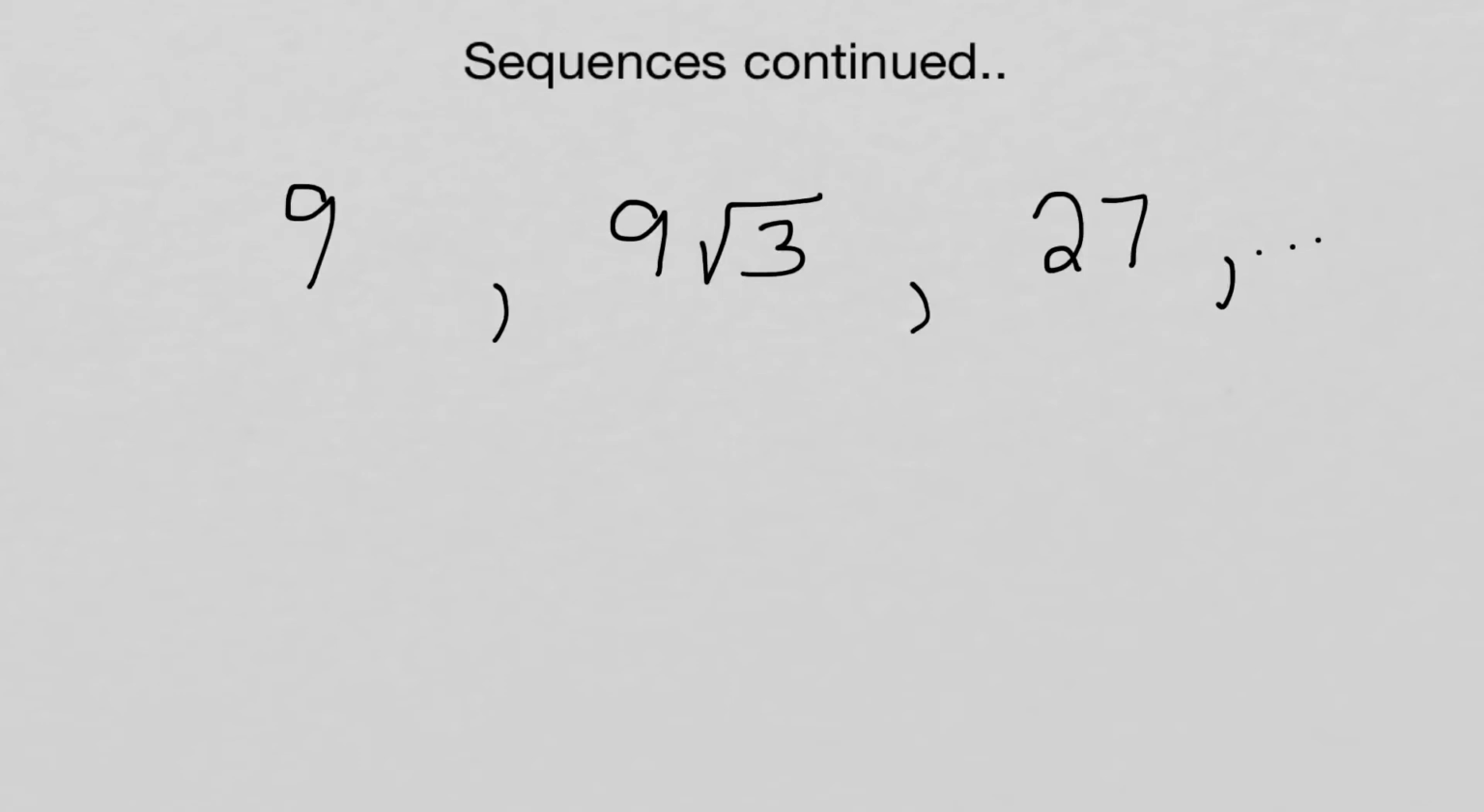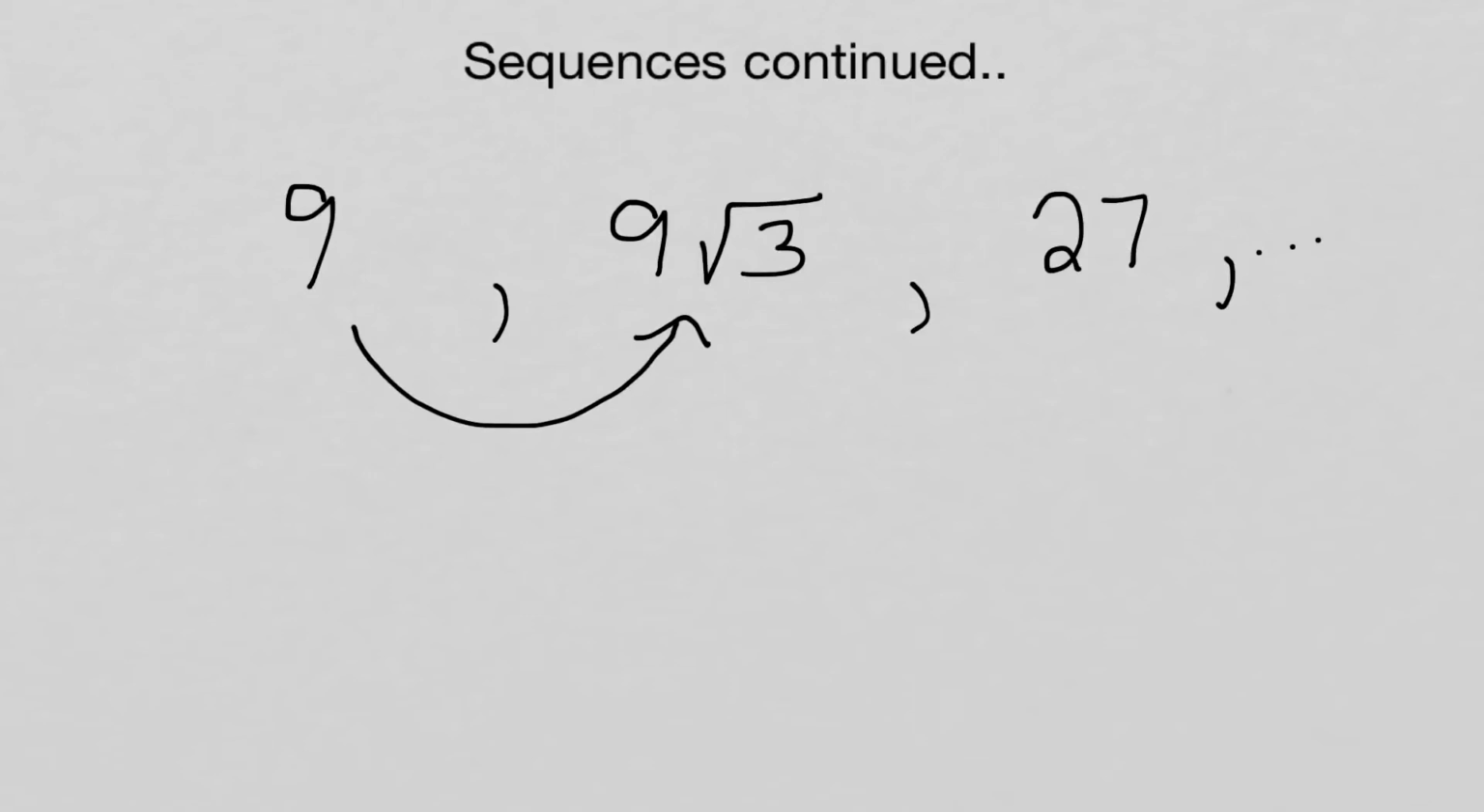Okay, got a little something different here, and this is going to show up on your problem set probably about 3 times on Delta Math. All right, what is the sequence here? We've got 9, then 9 square root of 3, then 27. What do we have to do to 9 to make it 9 times square root of 3?